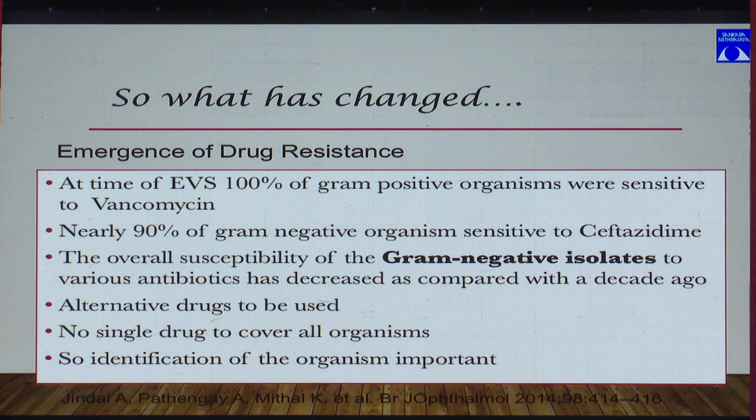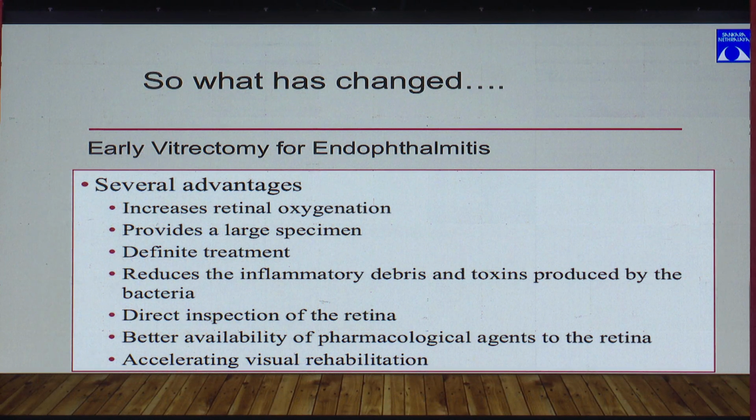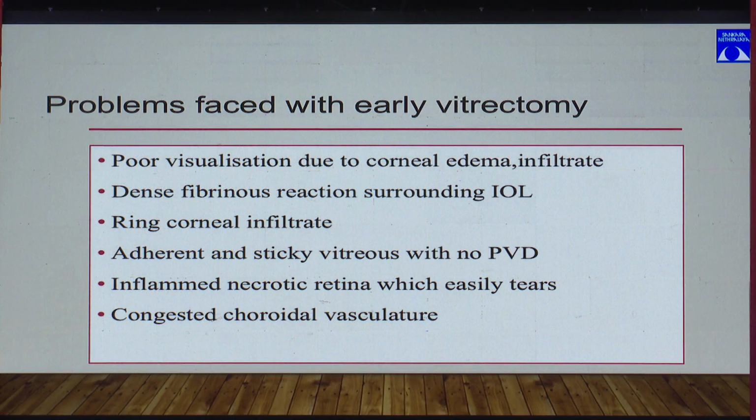So surgery is important because it gives you the identification of the organism, and you can do a targeted treatment with antibiotics. So it does give you a lot of advantages, increased nutrition and organism identification, but there can be some issues as well, because you may have media which is not so clear, the cornea may not be clear very early on, and you may end up causing more issues.